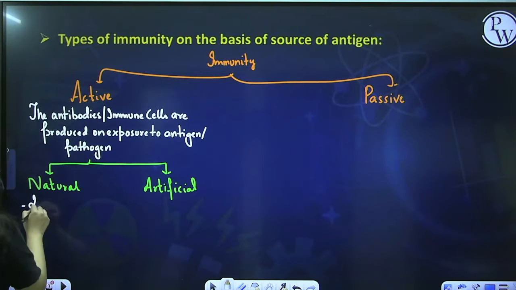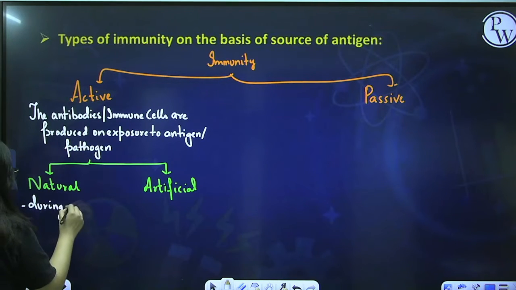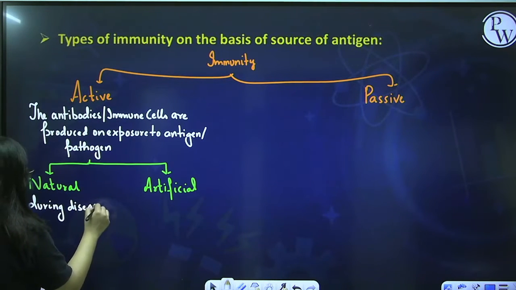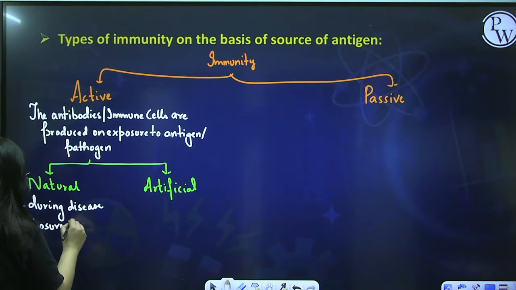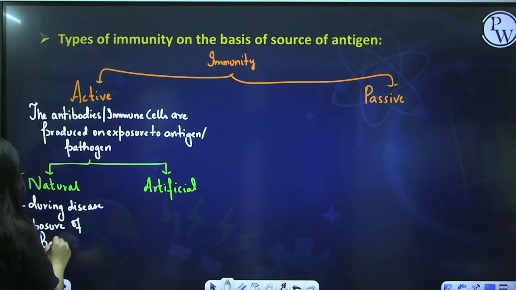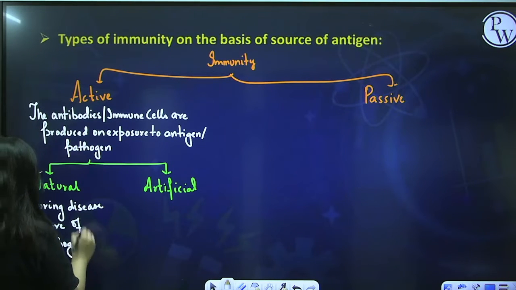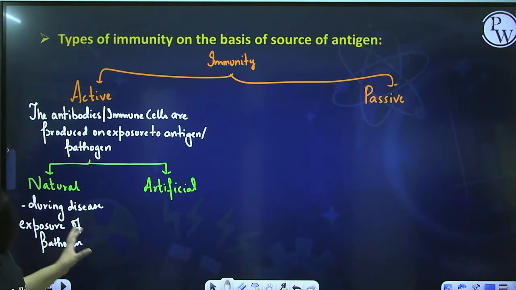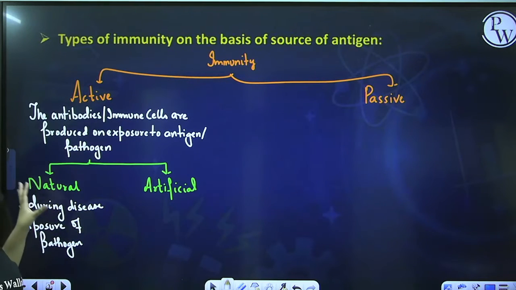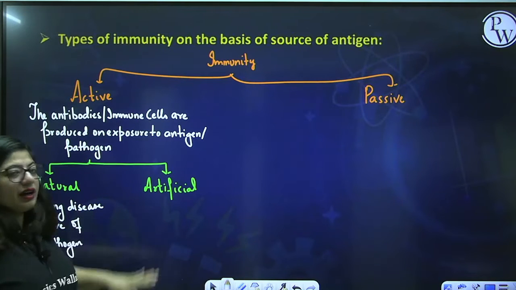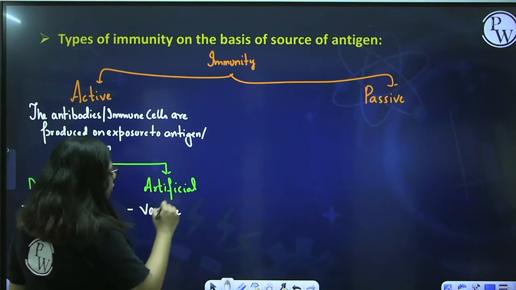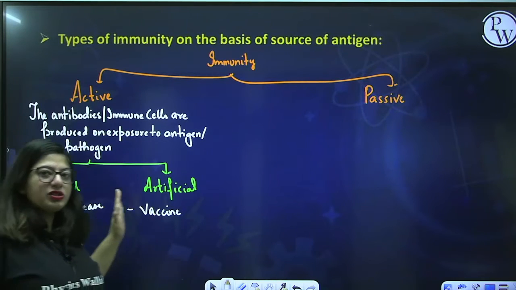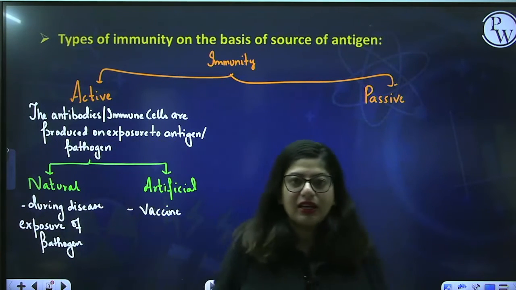So in the natural, you got the disease. During disease, you get exposed to the pathogen. That's a kind of natural active immunity. We are making antibodies from our body, but by natural exposure to that pathogen. In artificial, the answer is vaccine. You are giving just a part of the pathogen so that the response produced in the natural will be the same here also.